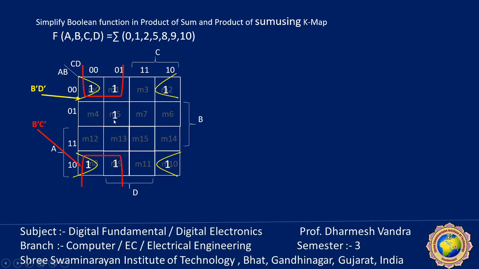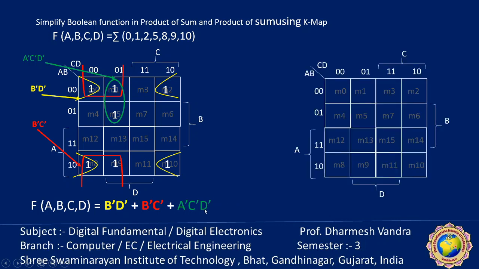Now which one is missing? Yes, M15 is missing. And M15 can make a group with an adjacent cell, and this will become A, C dash, D. A is 1, C dash and D. So the function is B dash D dash plus B dash C dash plus A C dash D. Here D dash is not there, it is D, consider it.